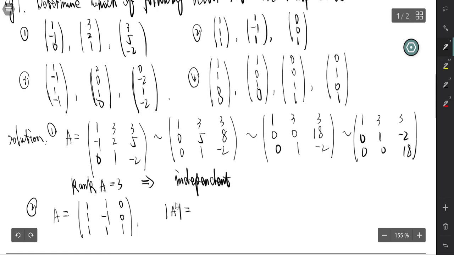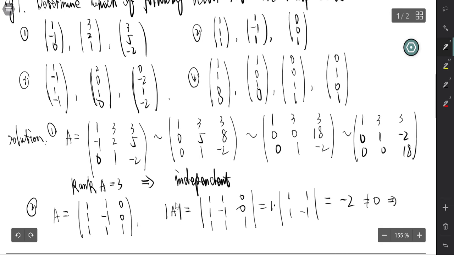Expand the determinant by the third column. That is 1 times the determinant of 1, 1, 1, -1. That is -2, which is non-zero. So this vector set is linearly independent.